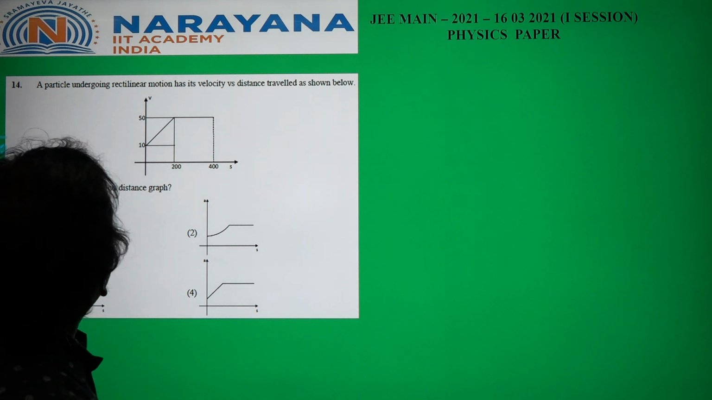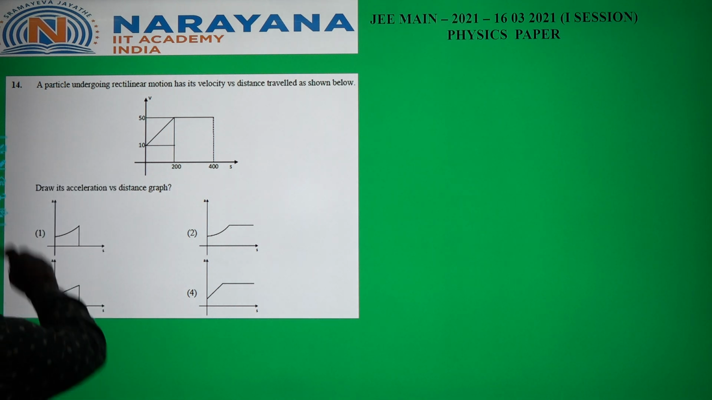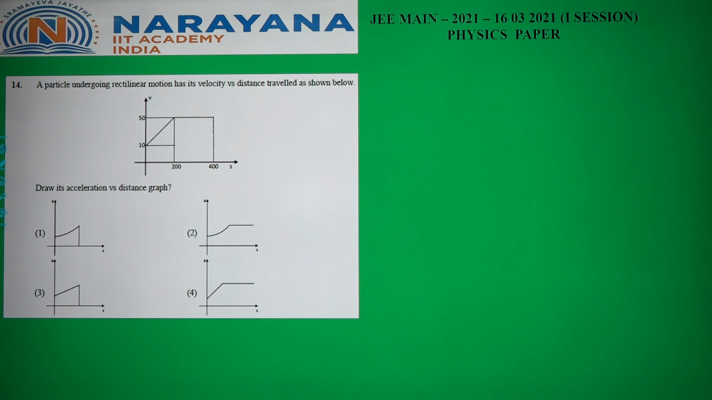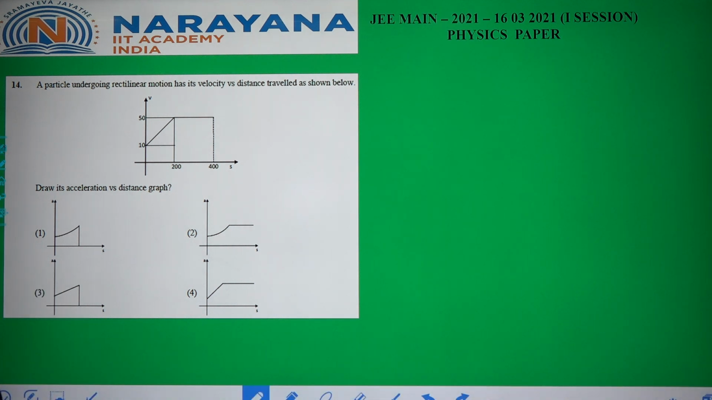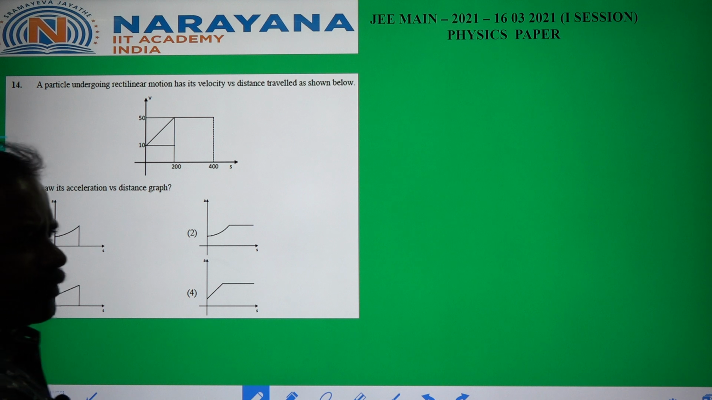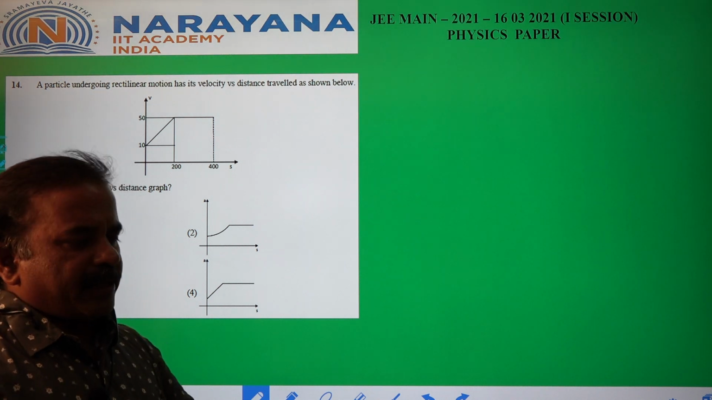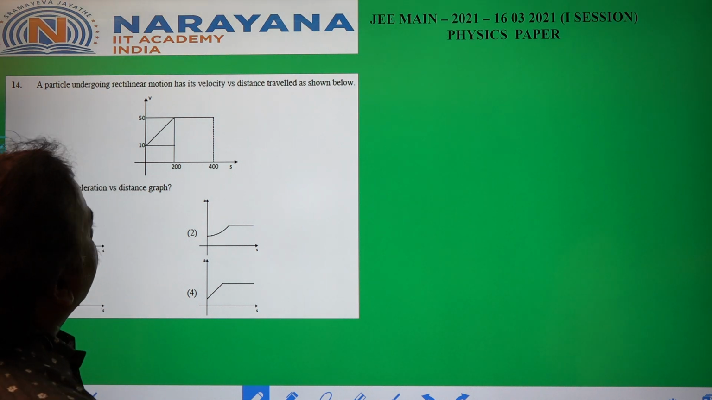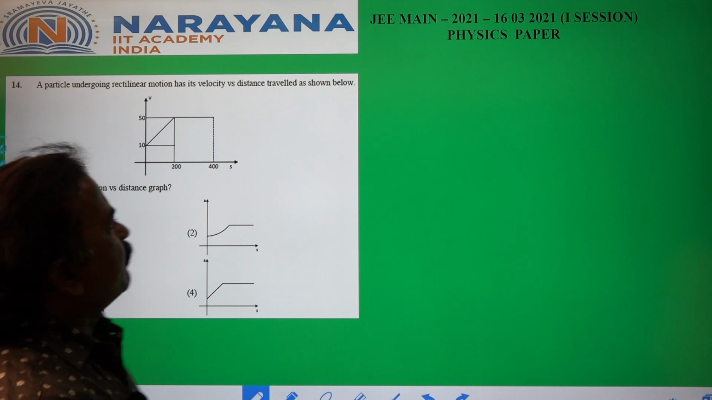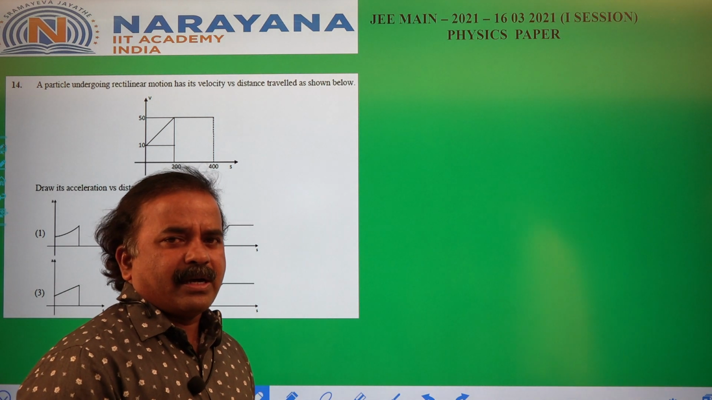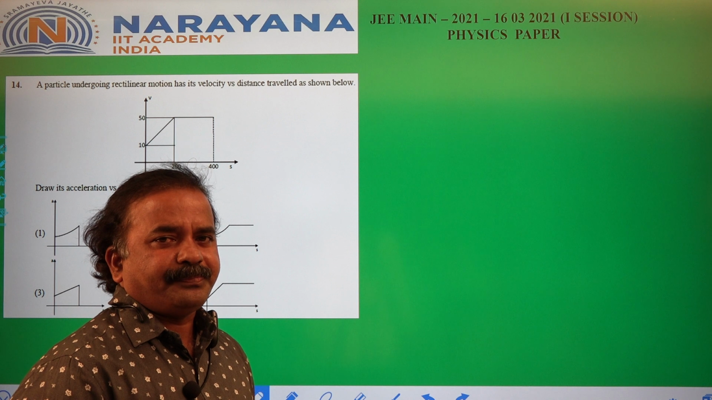Okay students, let us go for the next question. A particle undergoing rectilinear motion has its velocity versus distance travelled as shown below.